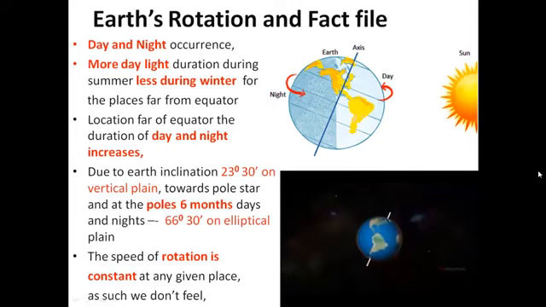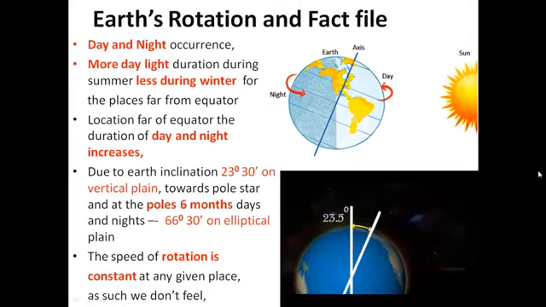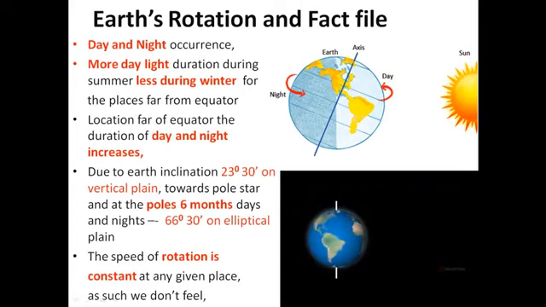It takes 24 hours to complete one rotation on its axis. Due to Earth's inclination of 23 degrees 30 minutes from the vertical plane, towards the pole star, at the pole there are 6 months of day and 6 months of night. It is due to the inclination of 66 degrees 30 minutes on the elliptical plane. Earth on its own axis, the rotational direction is always west to east and is always pointing towards the pole star. The speed of the rotation is constant throughout at any given place, as such we don't feel it.